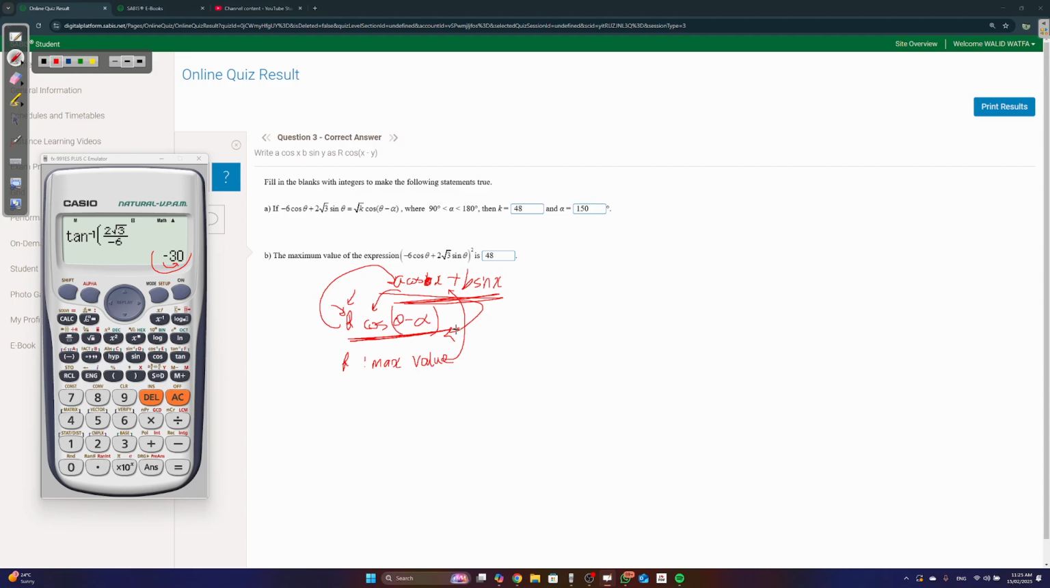Yes. So you're gonna see questions like this. They're gonna ask you what's the maximum value, and sometimes they say what's the minimum value. Minimum value would just be the negative r, right? Very easy.